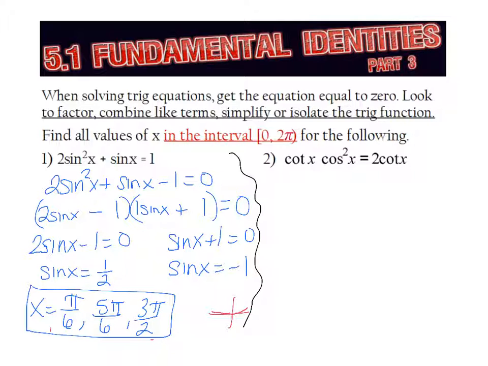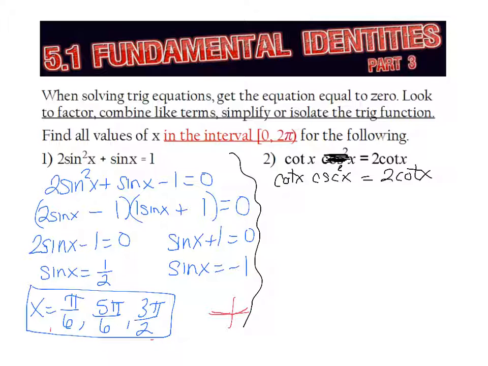Now in this example I made a typo, so you might check your notes and make sure that it's written correctly. I'm going to change this right here. It's going to read cotangent x cosecant x, or cosecant squared x equals 2 cotangent x. Yours may already be edited to that.